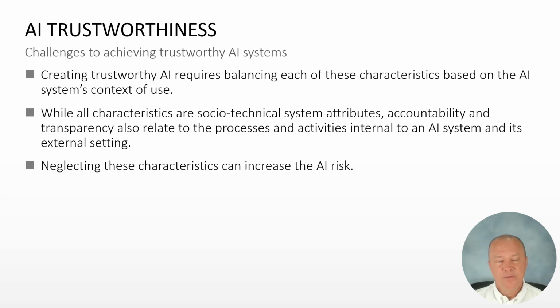So as we summarize the challenges to achieving trustworthy AI systems, we know that creating trustworthy AI really requires balancing each of these characteristics based on the AI system's context of use. And while all characteristics are socio-technical system attributes, accountability and transparency also relate to the processes and activities internal to an AI system and its external settings. So neglecting these characteristics can increase AI risk.